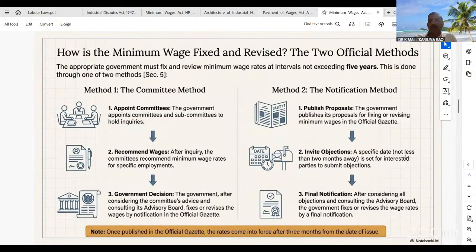The second method, method two, is to publish a proposal. The government publishes its proposal for fixing or revising the minimum wage in the official gazette. Then it invites objections. So the government issues a notification and calls for objections within 2 months of time, for the interested parties to submit their objections. After receiving the objections, the final consultation will be conducted with the advisory body. The government may then fix or revise the wage rate by a final notification.